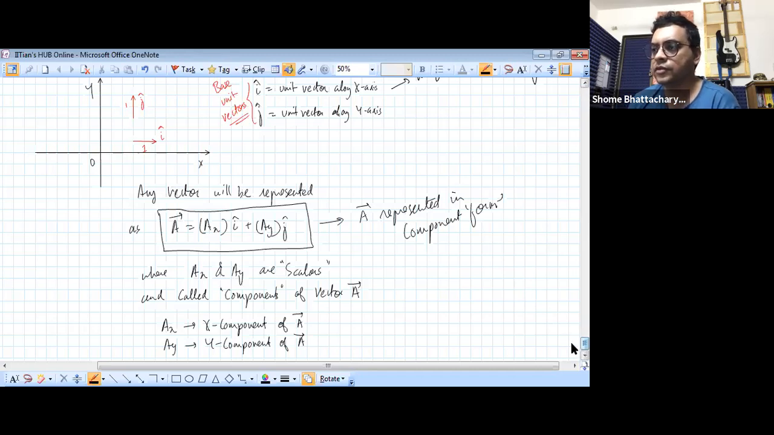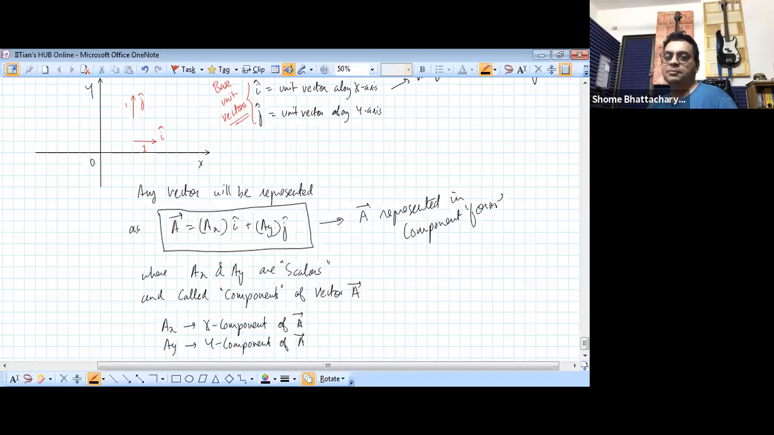Okay. So coming back here, let us understand what this type of equation means. First you write down, this is like a definition, that any vector we write as some quantity times i cap plus some quantity times j cap, where the two quantities Ax and Ay are scalar quantities, and they are given the special names x component of the vector A and y component of the vector A.